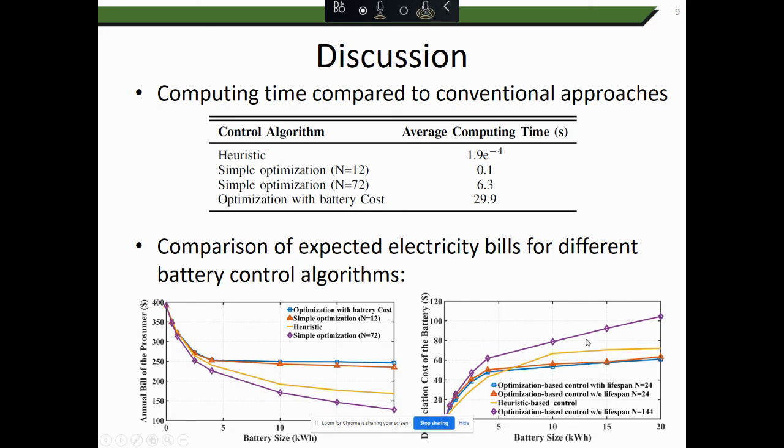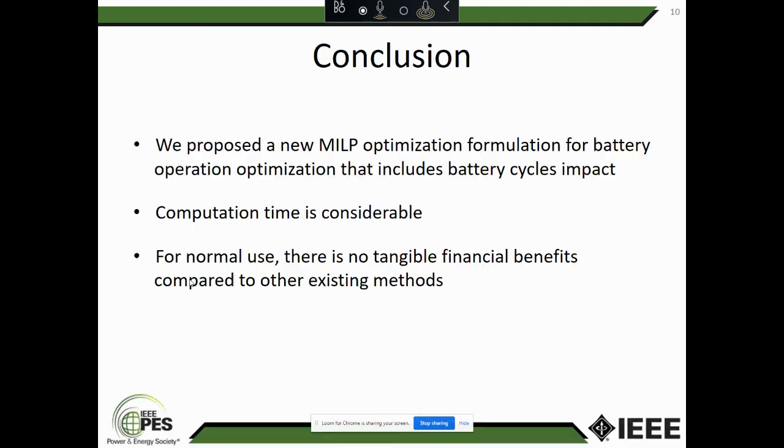But if we have a look at the graph on the right, that expresses the depreciation cost of the battery, we see that the proposed optimization is well able to minimize the depreciation of the battery. But once again, it doesn't show on the annual bill of the prosumer, because once again, we had to reduce the time horizon of the simulation in order to have a tractable simulation.